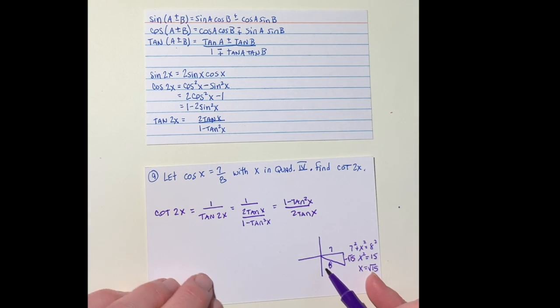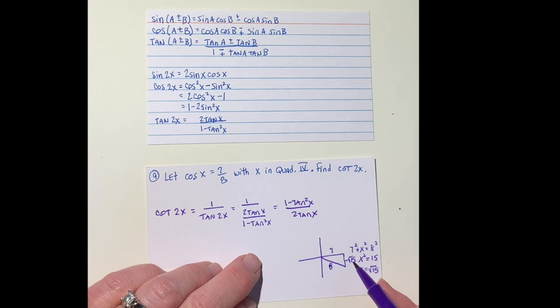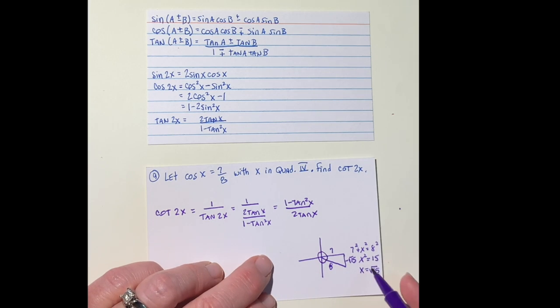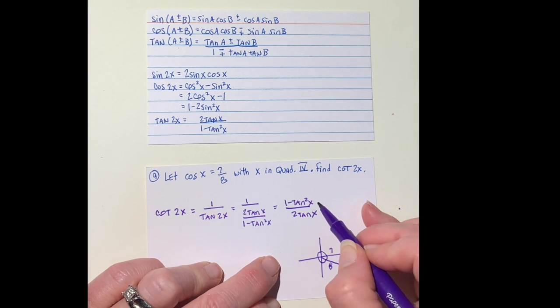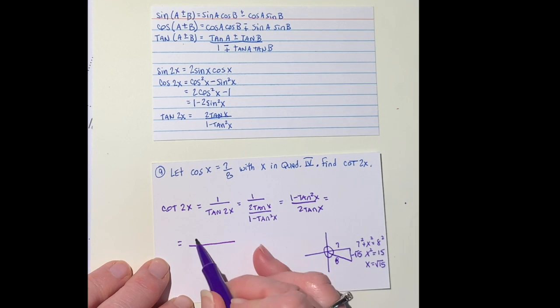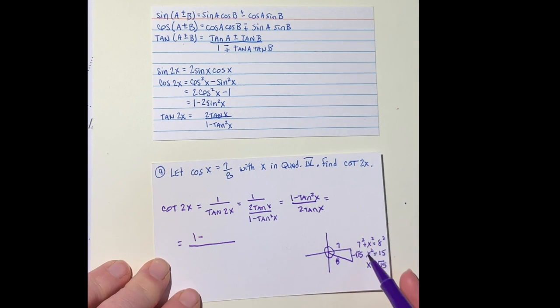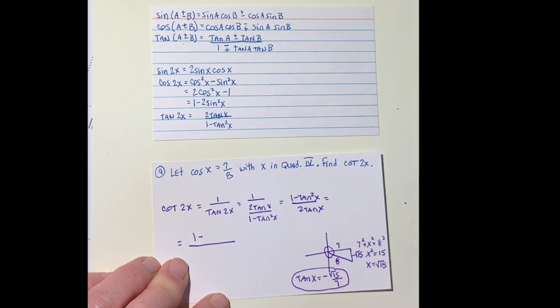All right, and so I need the tangent. The tangent of the angle is the opposite, negative square root of 15, over the adjacent. So it's going to be 1 minus the tangent squared. Let me come down here where I've got a little bit more room. So let me say the tangent of x is negative square root of 15 over 7. So that's what my tangent of x is.